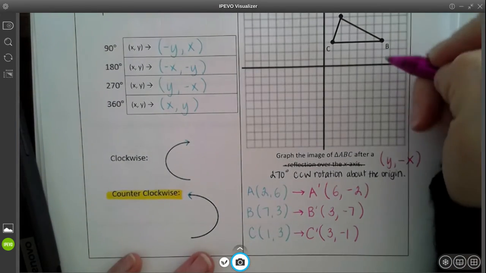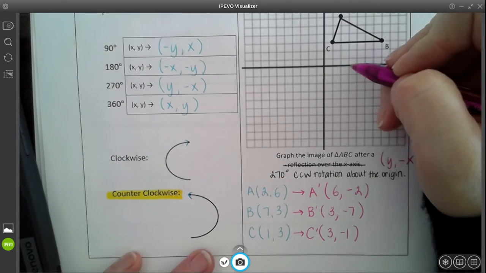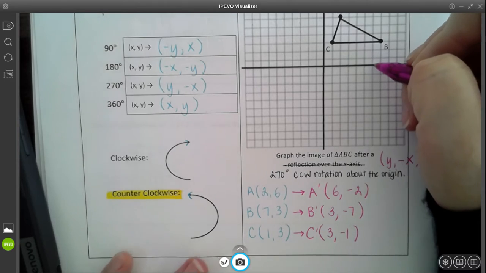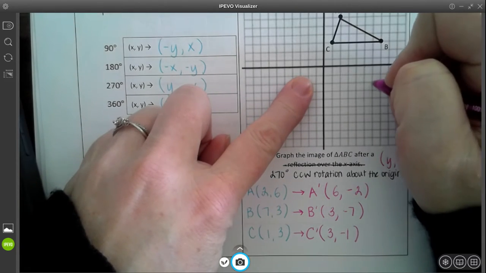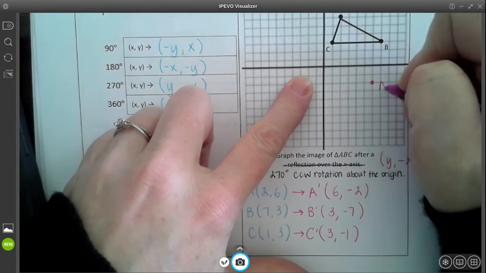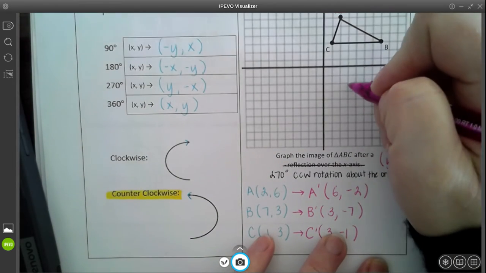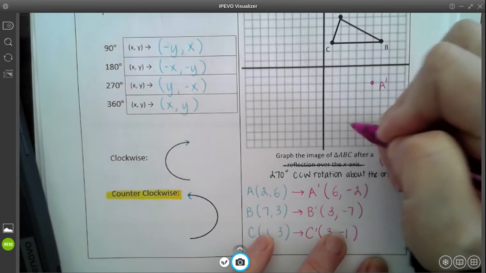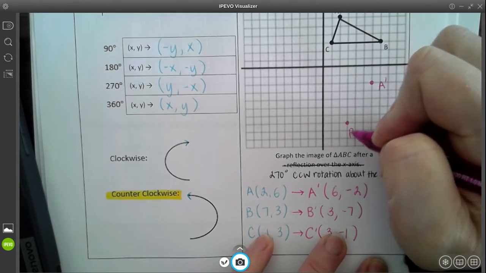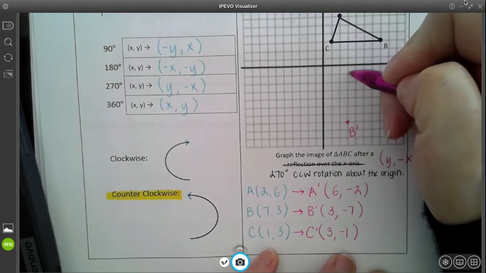Okay, so let's go ahead and graph these. 3, 4, 5, 6. Negative 2 is going to be here. That's our A prime. Our B prime is at 3, negative 7. And our C prime is at 3, negative 1.